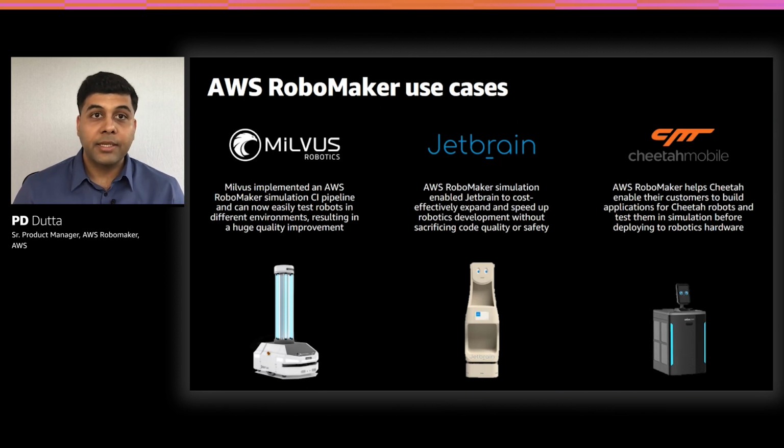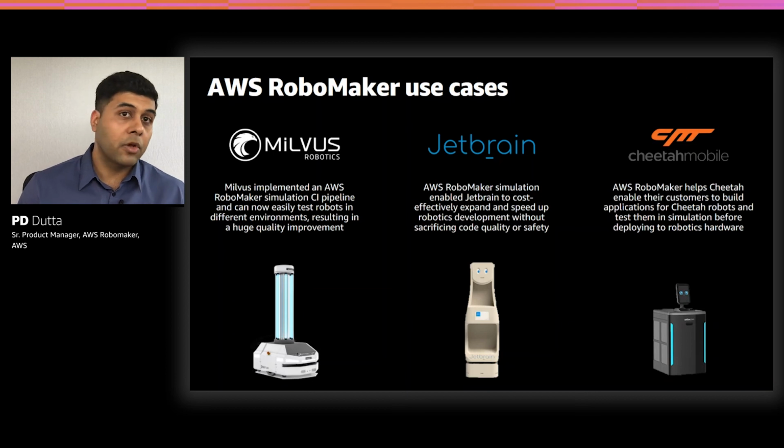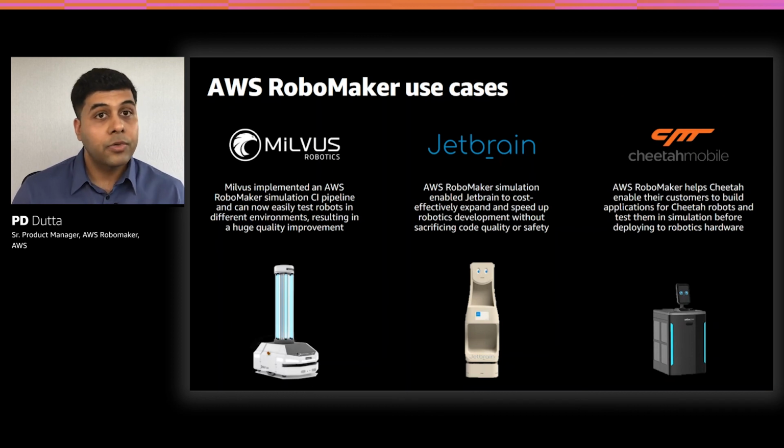JetBrains is a startup based in Singapore and India that builds robots which make hospitals smarter. Now, they were able to successfully set up regression tests in RoboMaker, and they're using the open source hospital world that AWS built. One of the tests they run is a navigation test where the robot can autonomously maneuver a narrow corridor in the hospitals. AWS RoboMaker helps Cheetah enable their customers to build applications for Cheetah robots and test them in simulation before deploying to the robot's hardware.